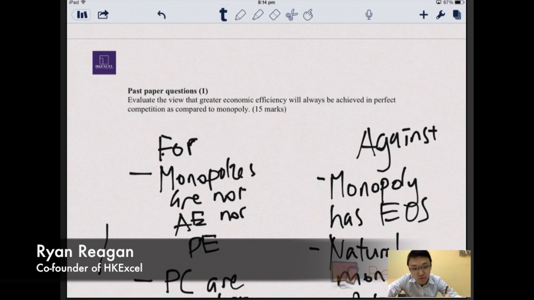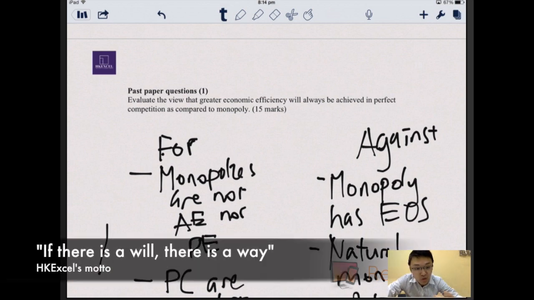For the past few years, my team and I have had an obsession, and that obsession is to help any IB student improve by at least 3 levels and get at least a level 6.